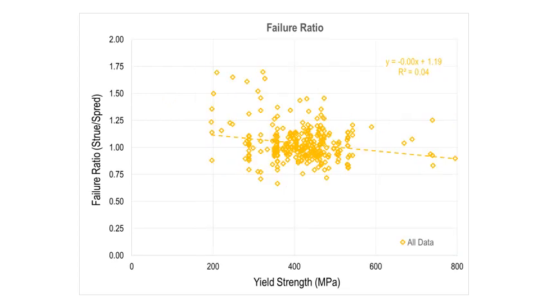I could keep going through various other tests. Failure ratio against yield strength. There I do see a little bit of an effect, r-squared of 0.04. I suspect that might be due to my definition of flow strength that I've kept fairly constant. If I were to play around with those definitions of flow strength, I might be able to tweak that curve a little bit, but I'm not losing any sleep over it.